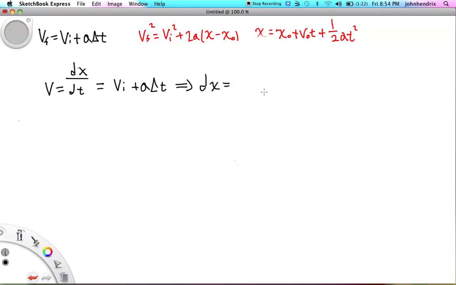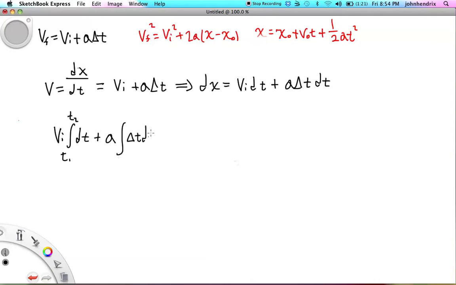And we say that dx equals v sub i dt plus a delta t dt. And then we're going to take an integral the same way. We pull out the initial velocity and the acceleration because they're constants, and the integral becomes v sub i times the integral of dt from t1 to t2, plus a times the integral of delta t dt from t1 to t2.